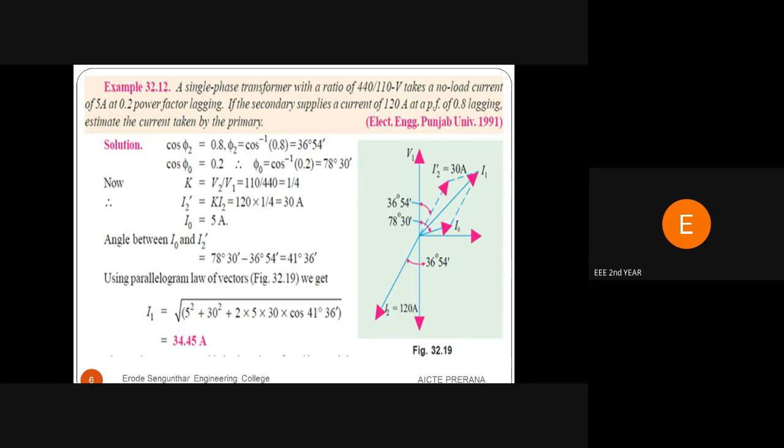Here, first we have to draw the phasor diagram. This is the flux phi.